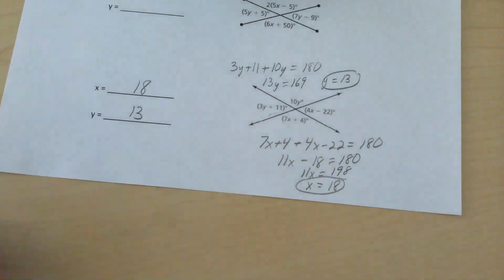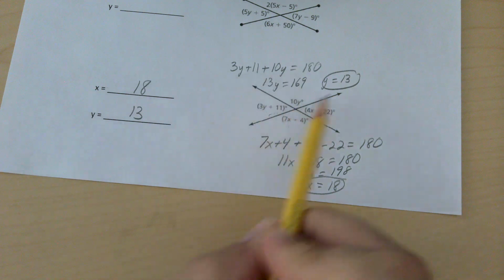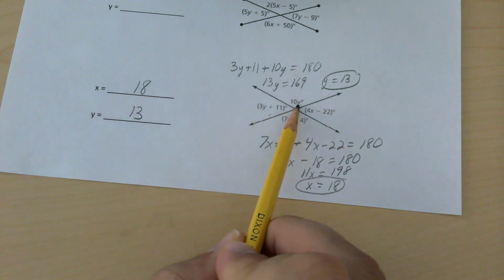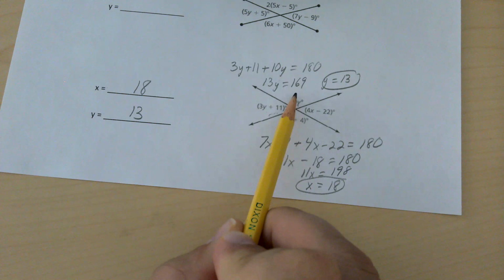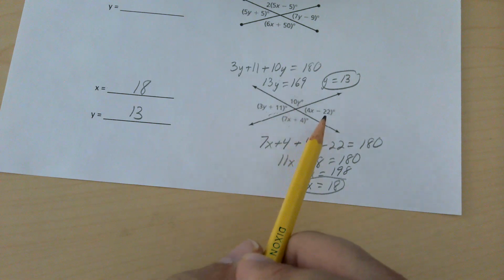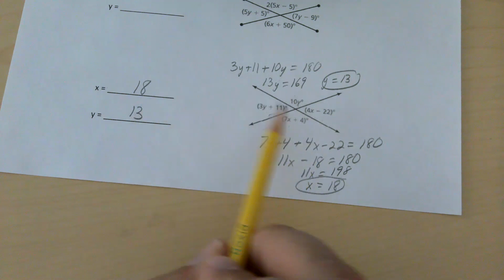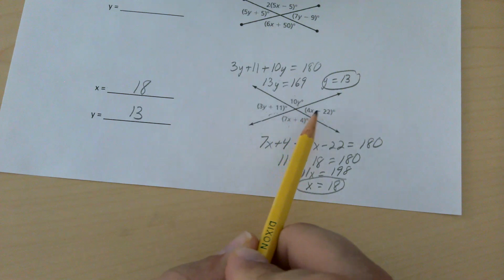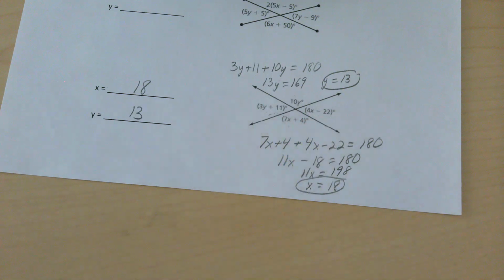In this, I'm just asking for x and y, but I could easily figure out the measurement of the angles. If I wanted to know what my big angle is, I can replace that y with 13 and know it's 130. And I also know that this would have to be 50, but if I plugged in an 18, 4 times 18 minus 22 is also 50. So just make sure you understand a problem like that, because you will see it on your exam.